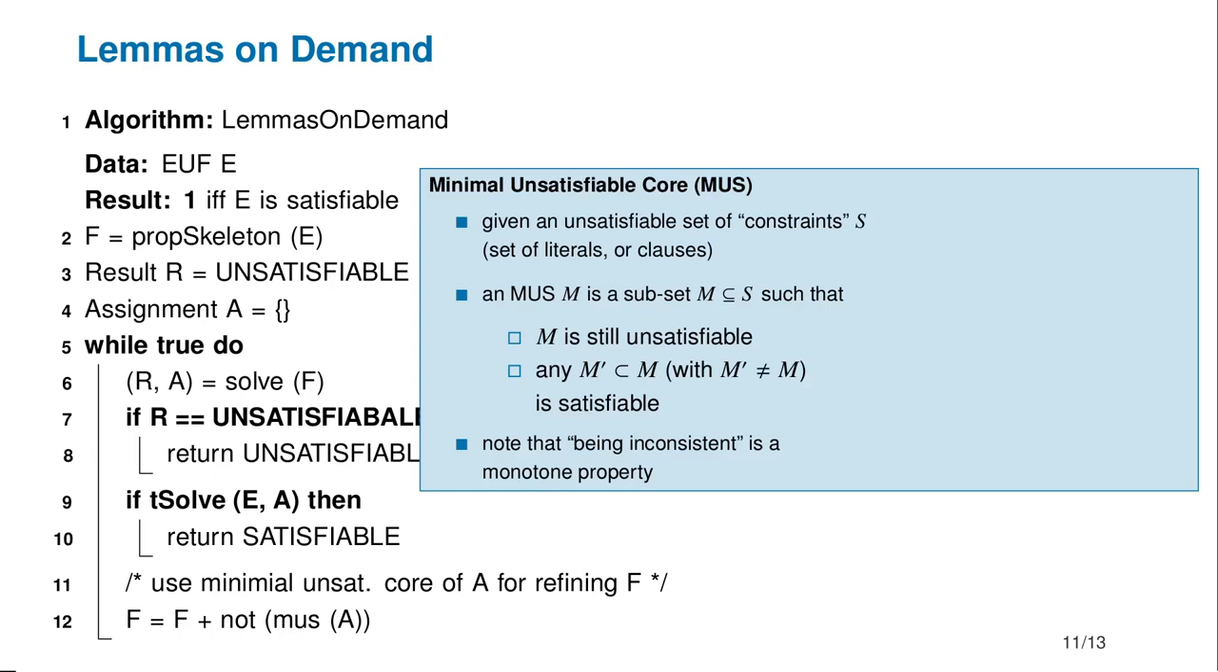Here is a formal definition of the minimal unsatisfiable core. We have given an unsatisfiable set of constraints. This can be theory literals, literals, or clauses. And the MUS, the minimal unsatisfiable core, is a subset of this set such that the set is still unsatisfiable. And when I take something out of this set, then it becomes satisfiable. So it's the smallest unsatisfiable set, an unsatisfiable set of such a size that it cannot be reduced anymore. Okay, so this is the algorithm.